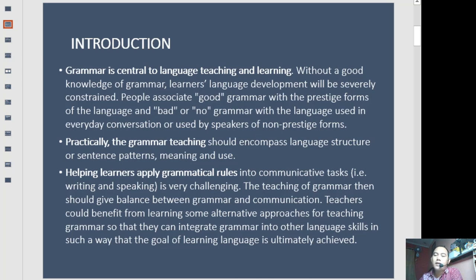Many scholars believe that teaching grammar separately is not favorable to learners since learners only learn the way language is constructed. And very often, when they are given grammatical rules, the learners work well on such cases. However, when they write or speak, the learners make grammatical mistakes or even unnecessary ones. Helping learners apply grammatical rules into communicative tasks, for example, writing and speaking, is very challenging. The teaching of grammar then should give balance between grammar and communication.